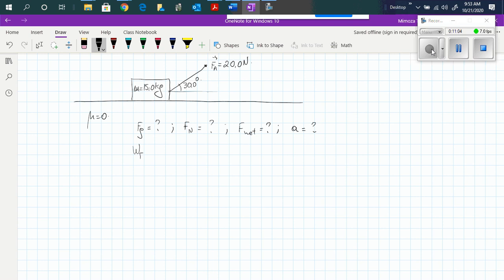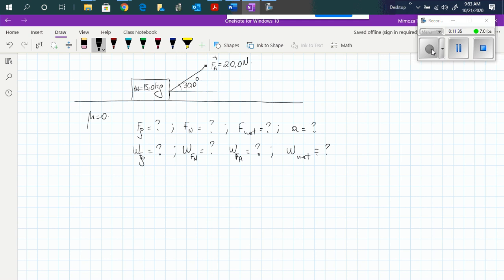And then what is the work done by the force of gravity? What is the work done by the force normal? What is the work done by the force applied? What is the work net that the object is experiencing? Okay, since we are looking for forces, this is what you will see on the quiz, a similar situation.